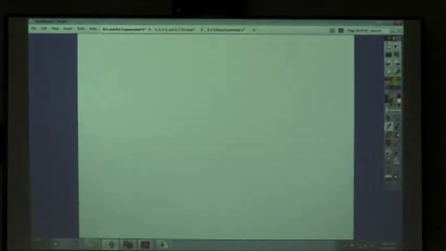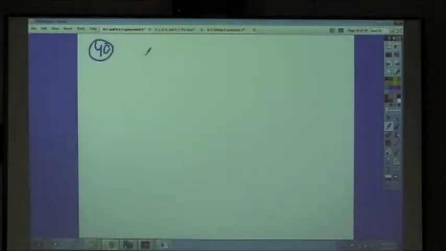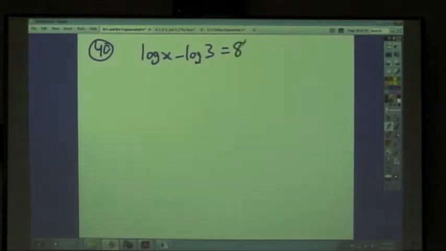Okay, so the next one I want to take a look at is number 40. Number 40, you have this log of x minus log of 3 equal to 8. And you're supposed to solve this equation. You need to condense these two logarithms into the log of x over 3, because remember that's what subtraction between two logarithms tells me. When I condense it, it's division on the inside. And then you have this. Then you're supposed to take this and the base 10 raised to the power 8 equals x over 3.